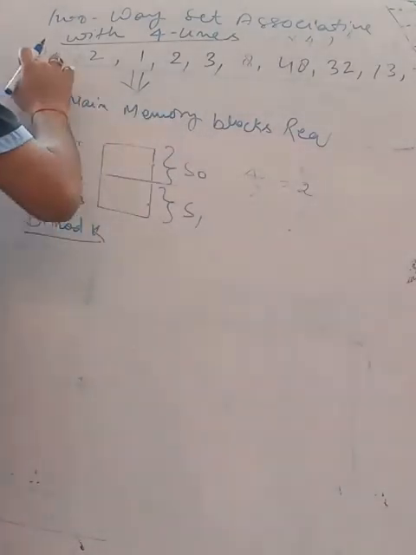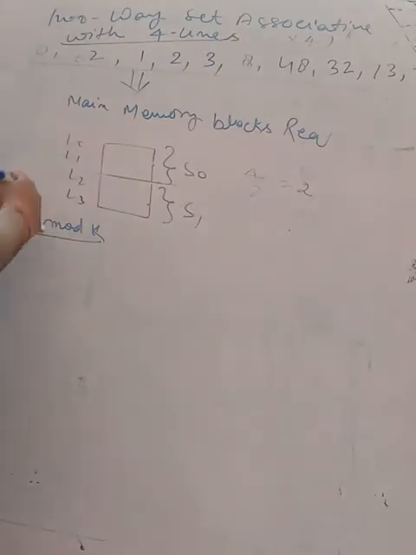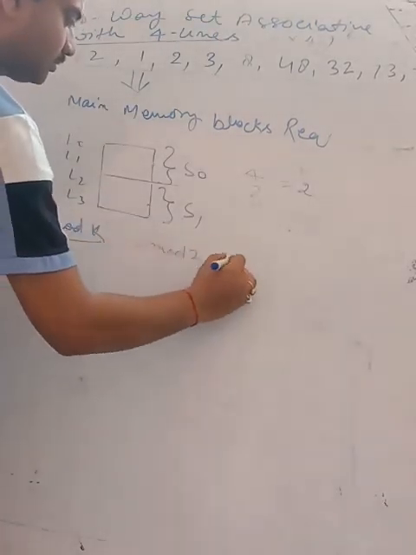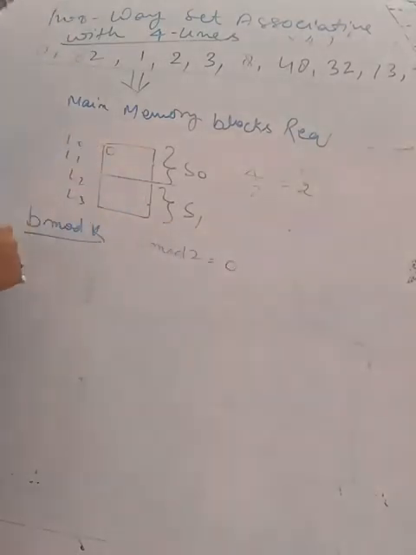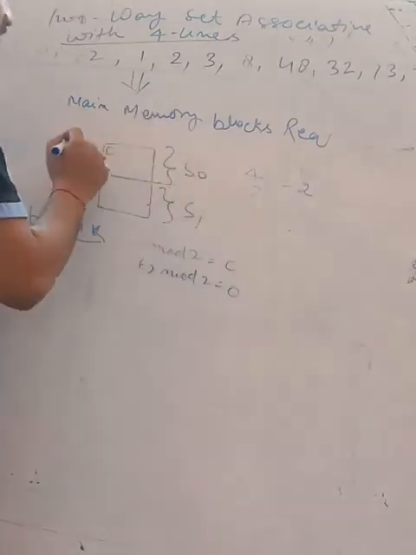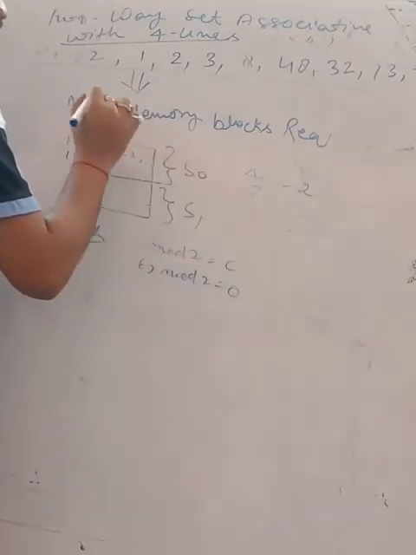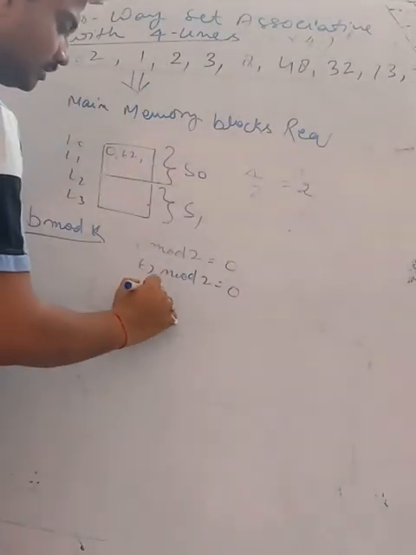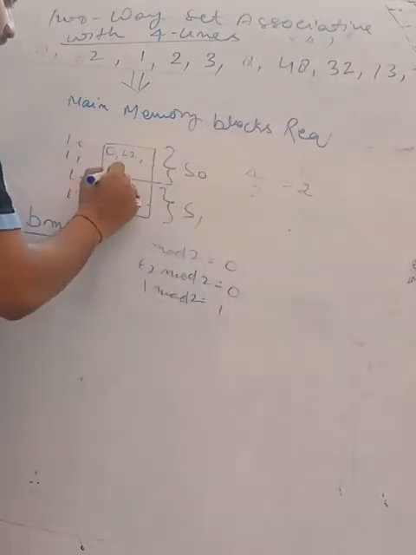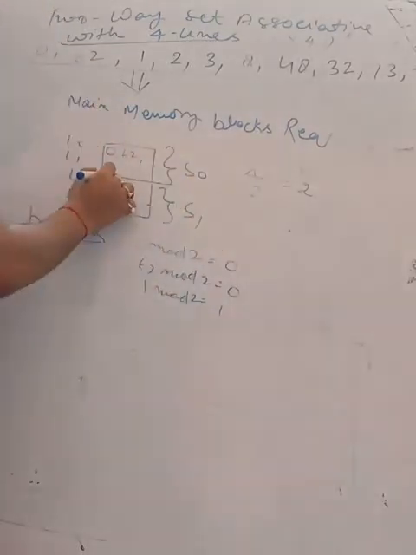Now, first of all, we need to store 0. Where will we store 0? 0 will be stored using the formula B mod K, which means 0 mod 2 is equal to 0. So 0 will be stored here. Then 62 mod 2, again the remainder will be 0, so 62 will be stored here. Then we take 1 mod 2, the remainder will be 1, so it will be stored in S1.